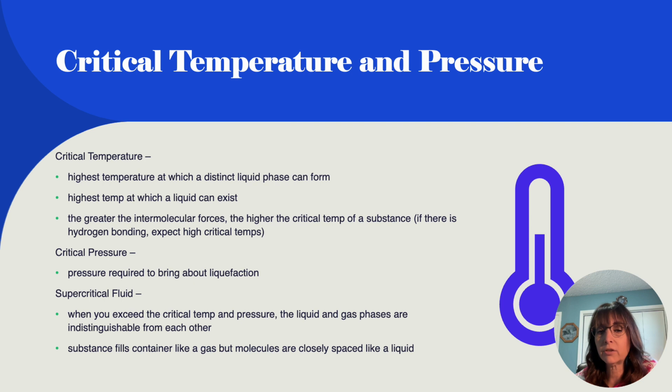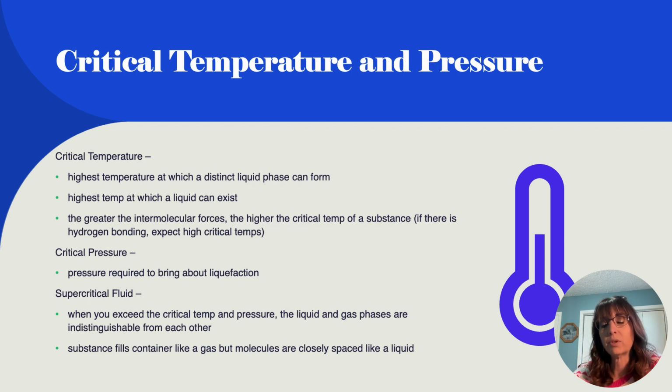Before we go a little further with what we were just talking about, let's quickly review critical temperature and pressure. The critical temperature is the highest temperature at which a distinct liquid phase can form. It's the highest temperature at which you can have a liquid. Beyond that, you don't have a liquid. The greater the intermolecular forces, the higher the critical temperature. If there's hydrogen bonding, expect really, really high critical temperatures.